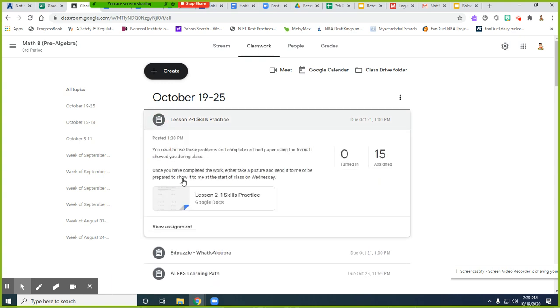And this here, it even tells you once you complete this page, take a picture and send it to me. Or you can show it to me at start of class on Wednesday. I'll have you hold it up and I'll take a look at it.